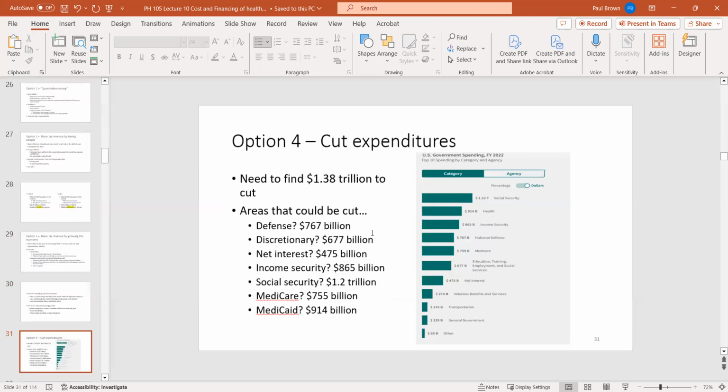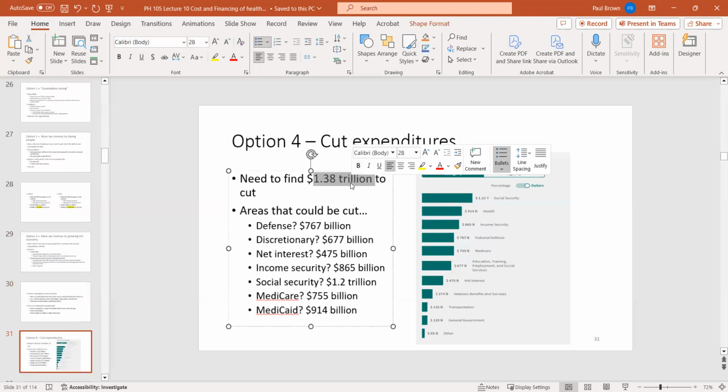And then the fourth option is that you basically start cutting things. Rather than raising taxes or trying to get more revenue, you try to cut stuff. So right now we have a $1.38 trillion deficit. If you start thinking about what you could cut: if you cut all of defense, so we had no more army, that saves you about $676 billion.